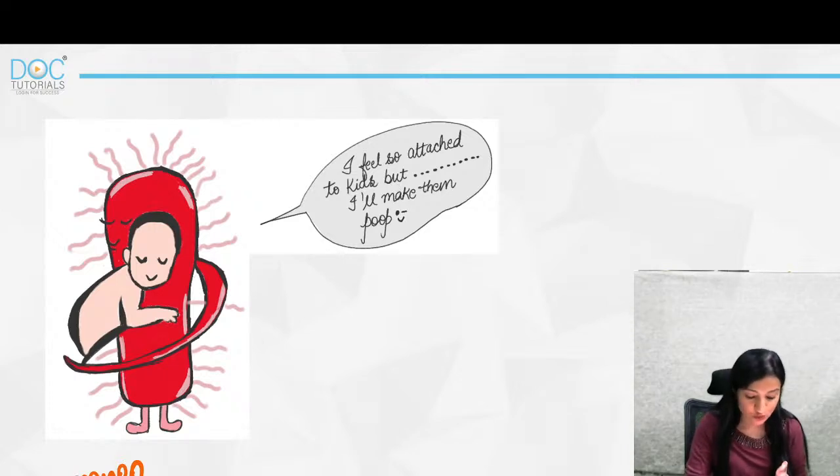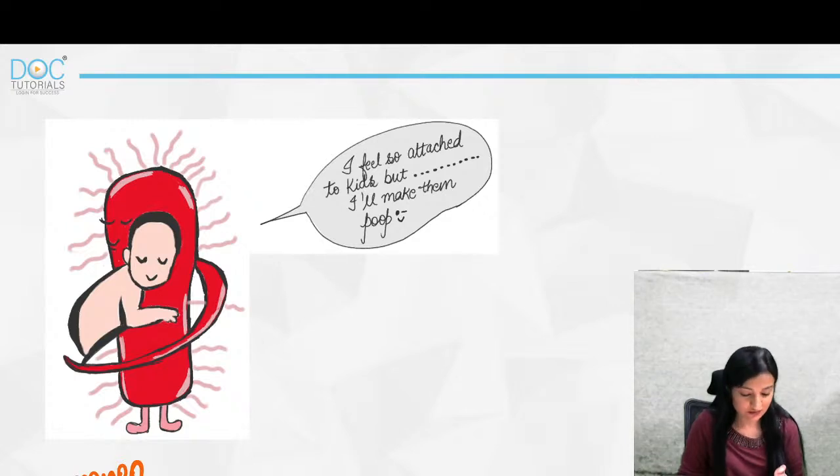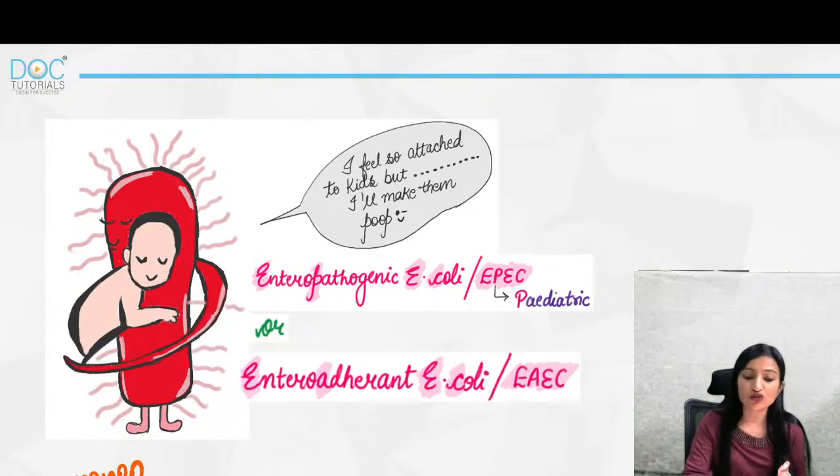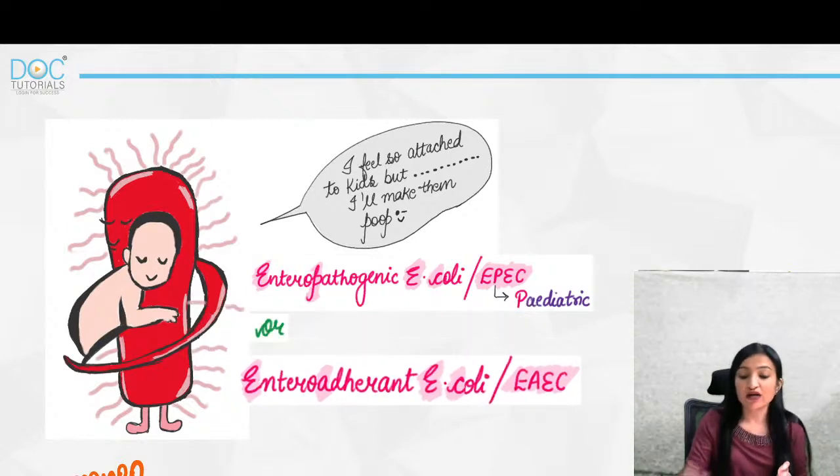Now in the chat box, could anyone tell me what organism we are talking about over here? Anybody? Otherwise I'll say the answer. Okay guys, it is enteropathogenic E. coli or EPEC. Remember P for pediatric, also known as enteroadherent E. coli.